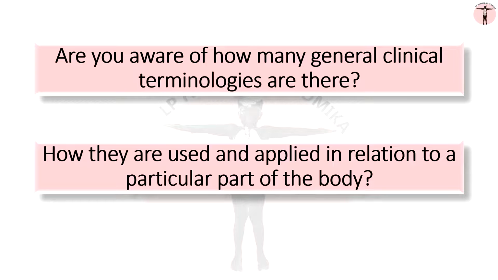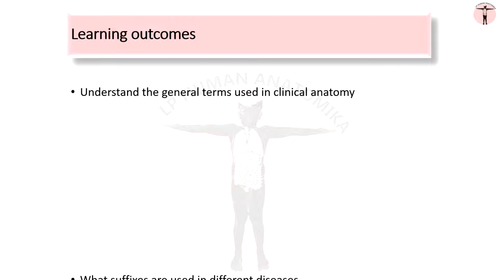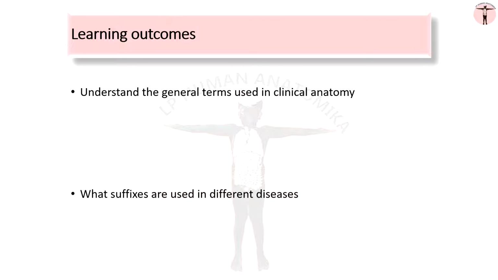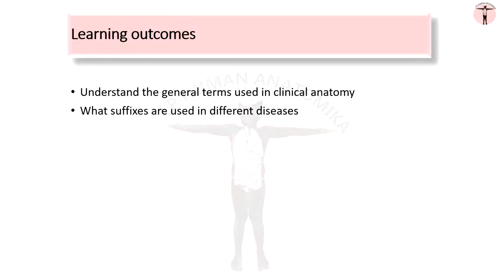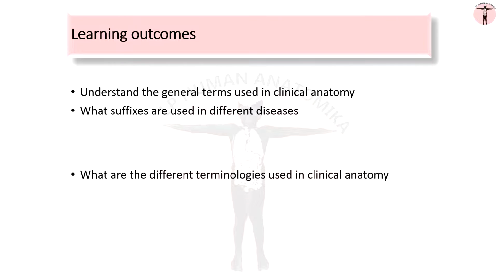Are you aware of how many general clinical terminologies there are and how they are used and applied in relation to a particular part of the body? Let us check some of them in this session. The learning outcomes of this session are: understand the general terms used in clinical anatomy, what suffixes are used in different diseases, and what the different terminologies used in clinical anatomy are.